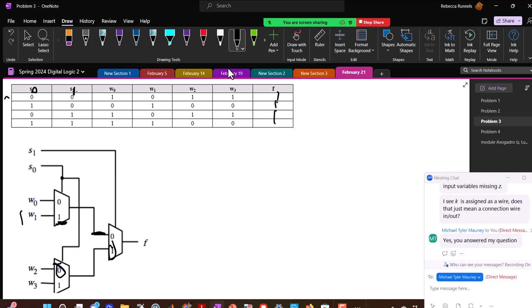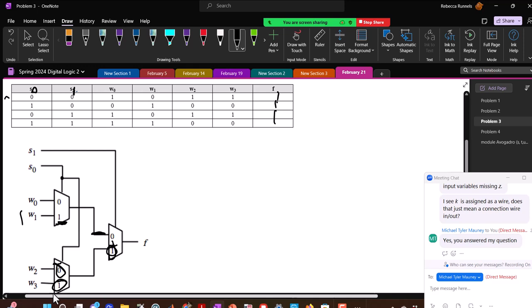And then for the last row, S0 and S1 are 1, so I'm going to have 1 for this second multiplexer, and also 1 for this one in front. So my value would be whatever W3 is, which is 0.